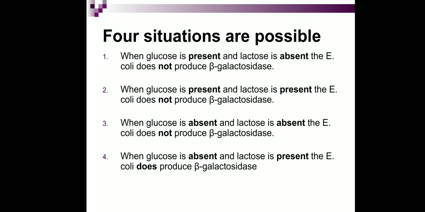Four situations are possible for E. coli. When glucose is present and lactose is absent, E. coli does not produce beta galactosidase. When glucose is present and lactose is present, E. coli does not produce beta galactosidase. When glucose is absent and lactose is absent, E. coli does not produce beta galactosidase. When glucose is absent and lactose is present, E. coli does produce beta galactosidase.